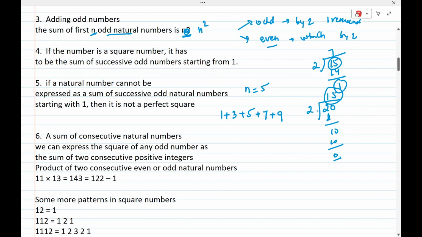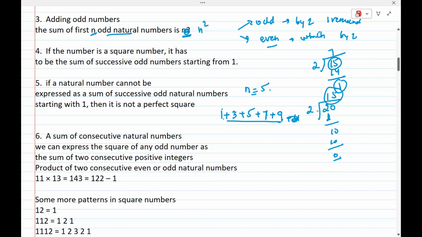n means the number of times you are taking odd numbers. So odd numbers are alternate. So I'm taking 5 odd numbers, that is 1, 3, 5, 7, 9. And they have to be consecutive. Consecutive means in a row. I cannot skip 5 here and take 11 over here. It has to be in the sequence.